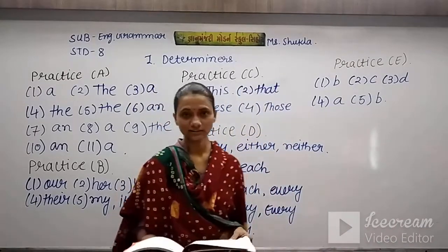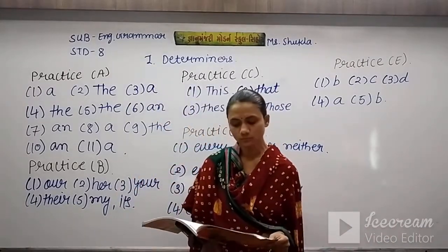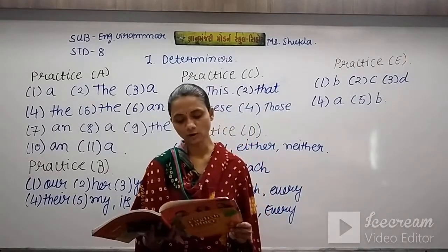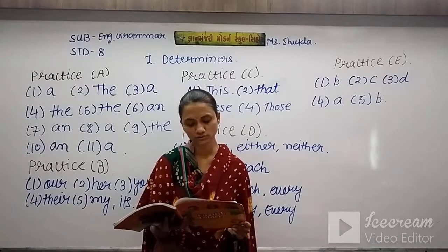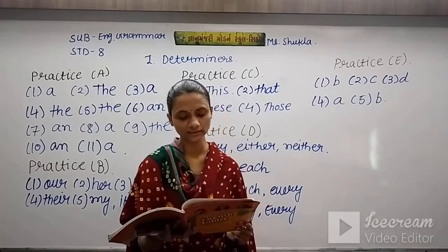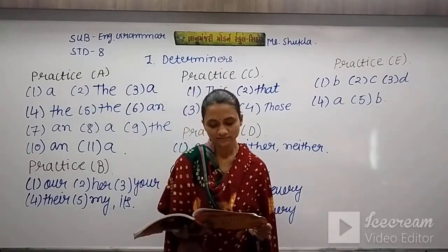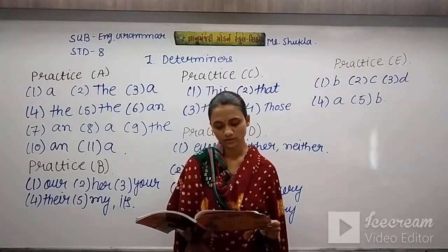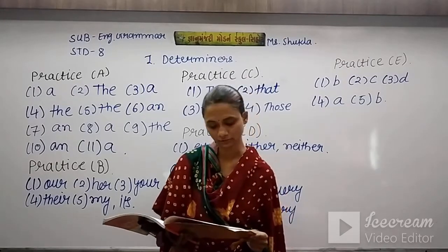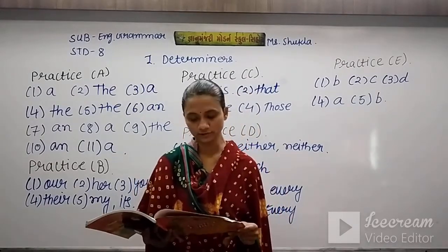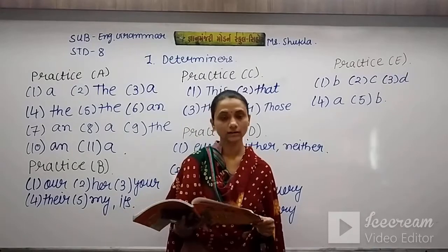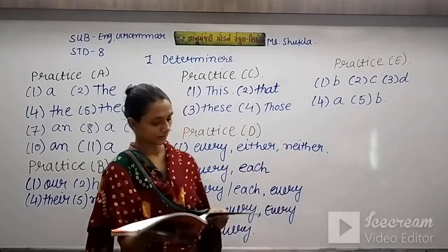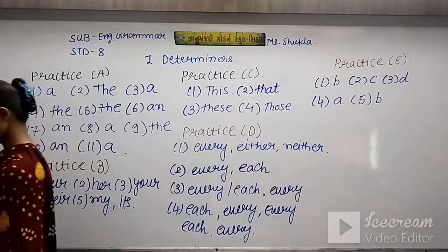So this is practice exercise E, students. In the box we have given something. Quantifiers show how much or how many. Some of them are used only with countable nouns, that is many, several, few, a few. Some are used only with uncountable nouns, that is much, a little, a bit of, and some are used with both, that is some, enough, any, a lot of. Okay, students, we are going to start practice exercise F.